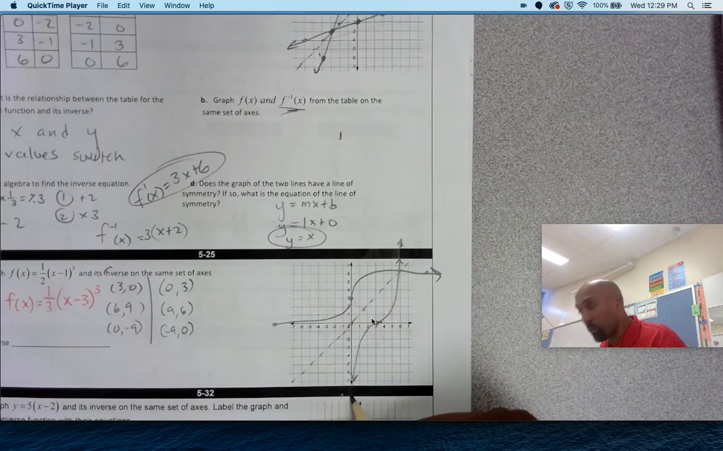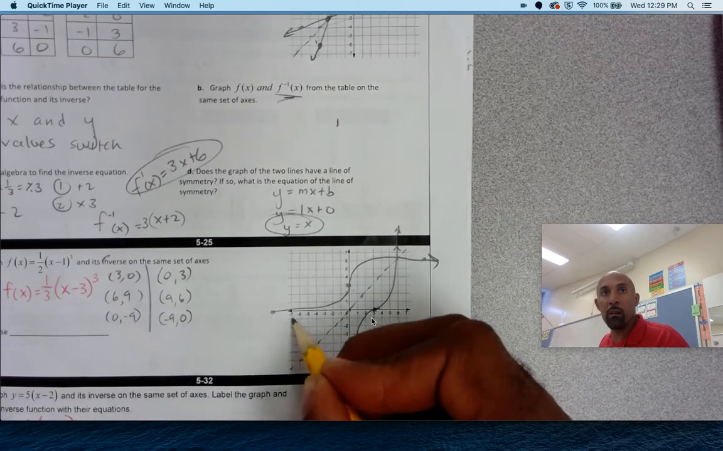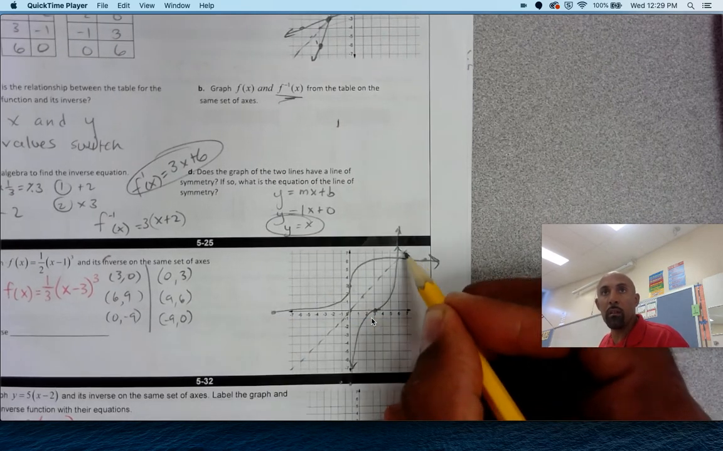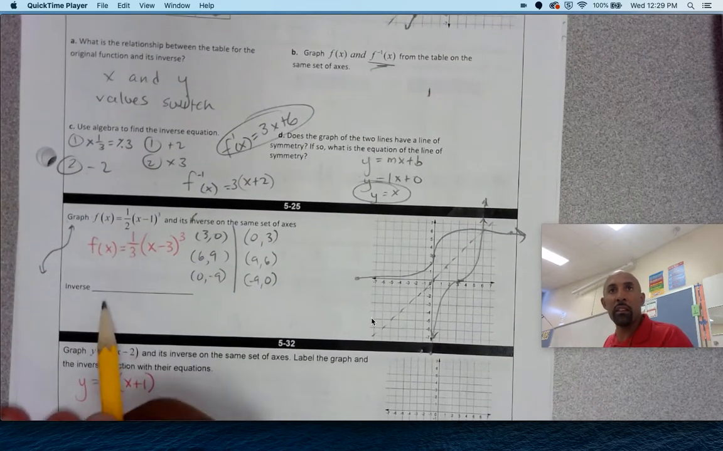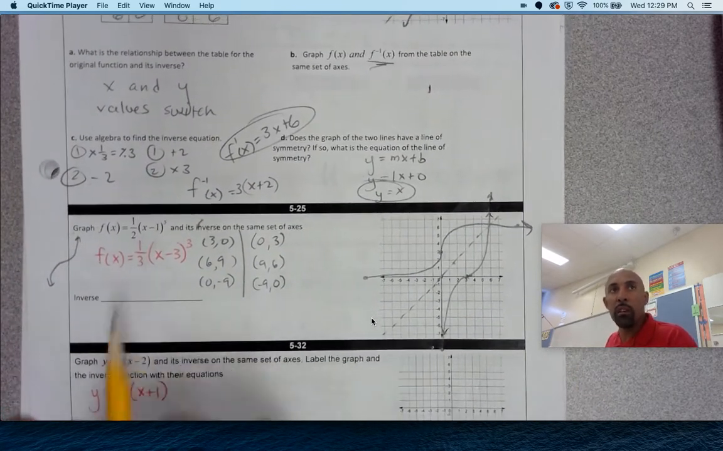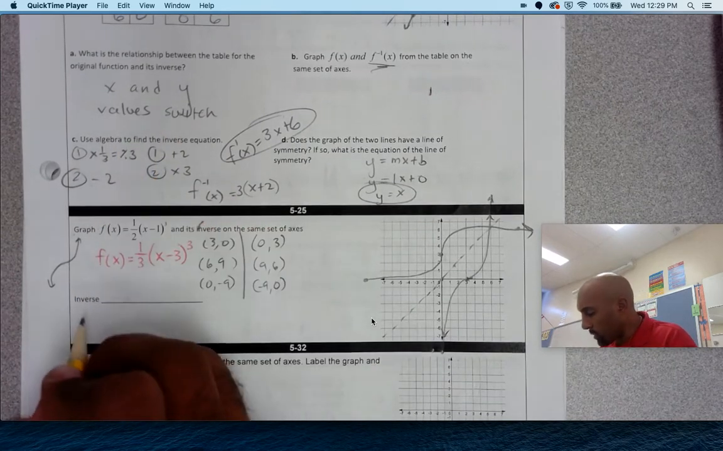Or same thing with this one, I go straight from here all the way to there, straight from there all the way to there. Okay, so that's what the line of reflection shows you. Now, what is the inverse function? Well, here we're going to do the same thing we did here. We're going to do a little algebra here.